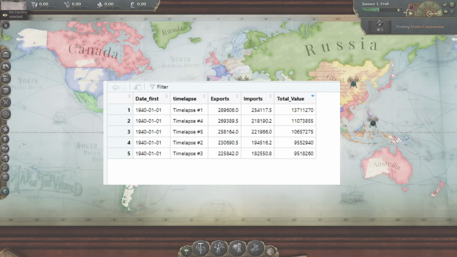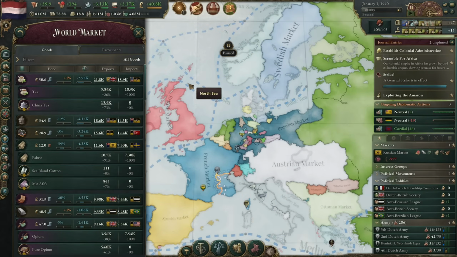The biggest world market was during my first time-lapse on 1.9.0, but sadly I forgot to save the save file. So let's have a look at the worst world market instead.